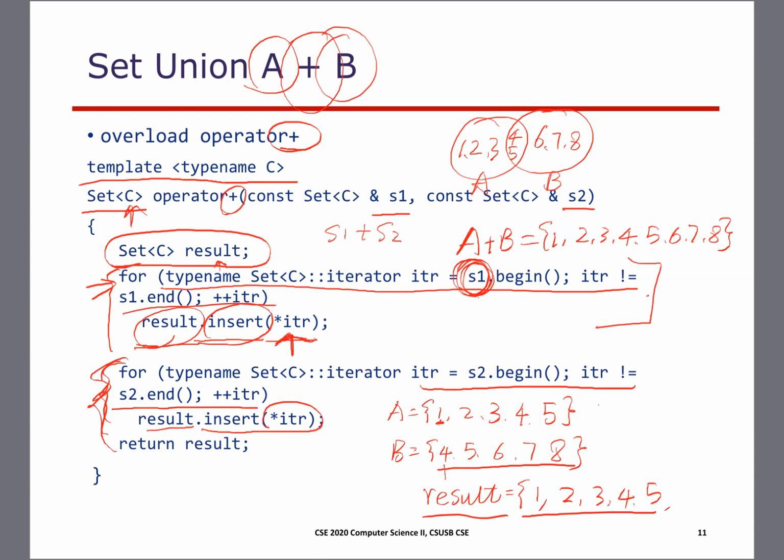So now we insert 4. 4 is already in the result, in this set, so we do nothing. We don't add a duplicate. And 5, we have 5 in the result, so we don't add a duplicate. And then 6, we don't have 6, so 6 is added to the result. And then 7 is added to the result. And then 8. And then we return result. We get 1, 2, 3, 4, 5, 6, 7, 8. This is the result. Okay. This is the union operator.